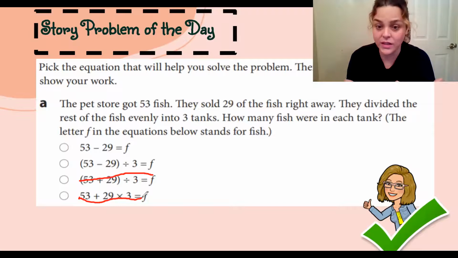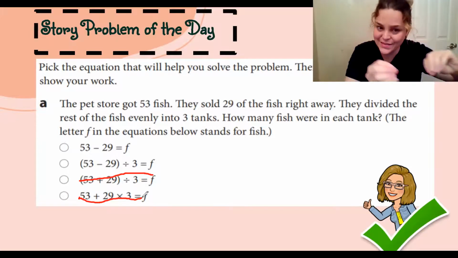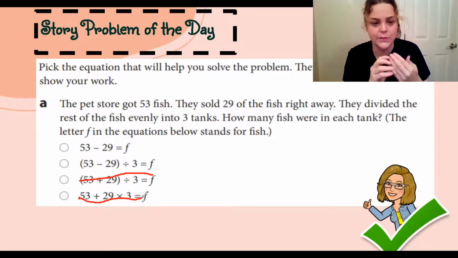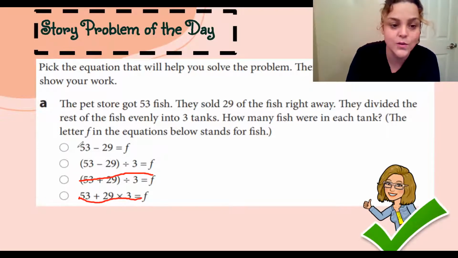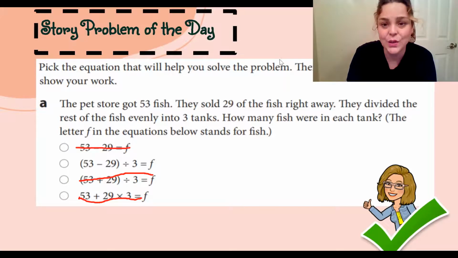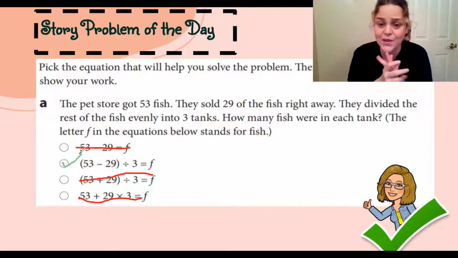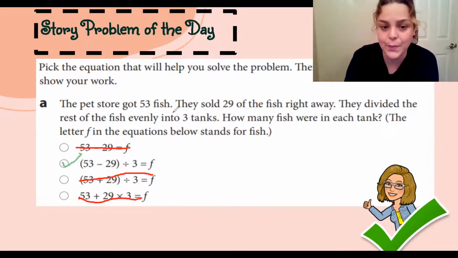Well, I think I can eliminate the first option because they don't even have 3 represented in the problem. And it seems like if they divided, we need a division symbol there. And they did divide into 3 tanks. So I'm going to take option A off. So now we are left with option B. So 53 minus 29 in parentheses divided by 3.